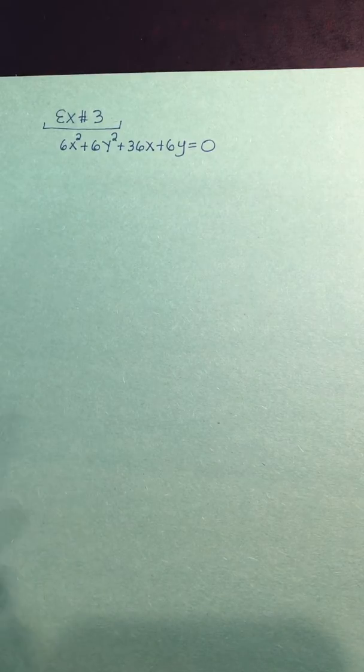Welcome to video number 7. In this video, we have 6x squared plus 6y squared plus 36x plus 6y equals 0.